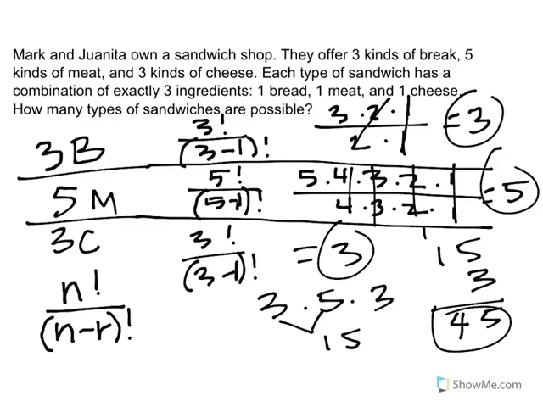There are 45 possible sandwich combinations if you have 3 kinds of bread, 5 kinds of meat, and 3 kinds of cheese, only being able to choose exactly 3 ingredients: 1 bread, 1 meat, and 1 cheese. That's how you would solve this problem.